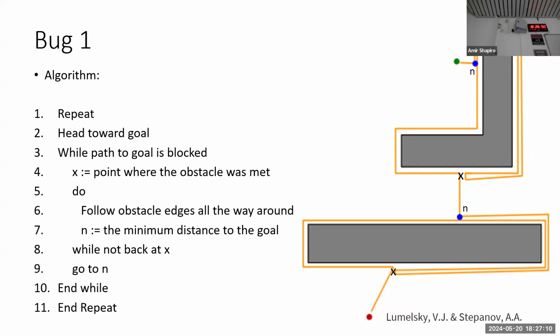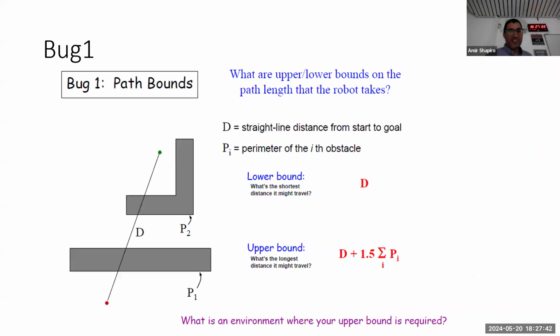But he will take the shortest route between X and N? That's the question. Yes, it will be either from left or from right. It will choose the shortest one because now we already remember. Then go to N. You see, go to N is the shortest to N.